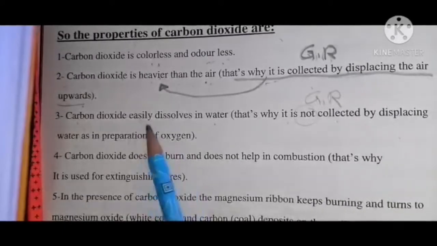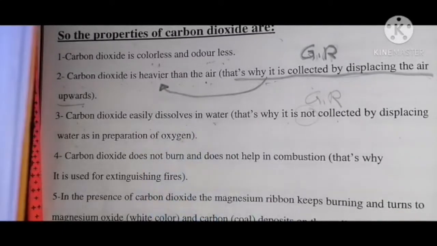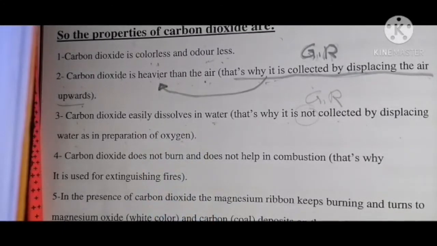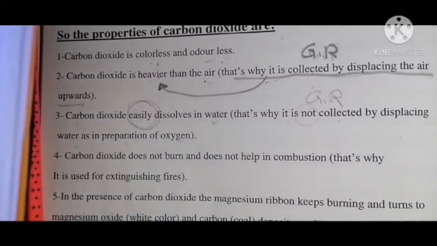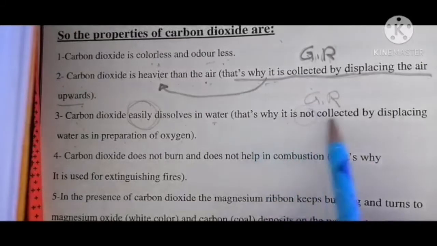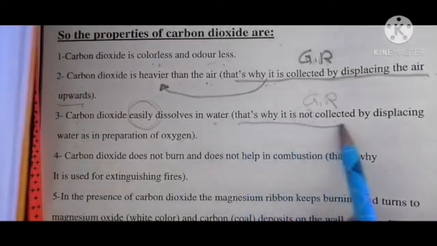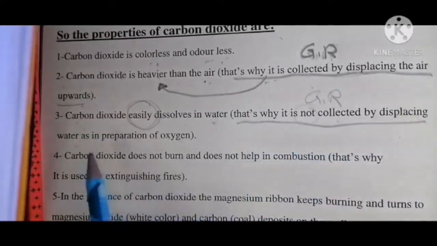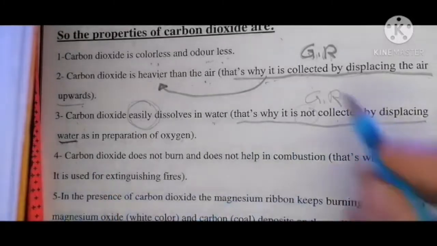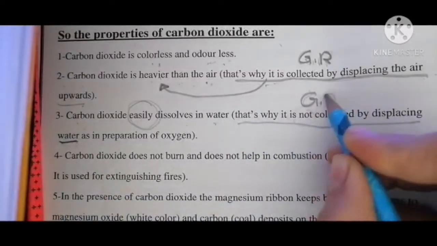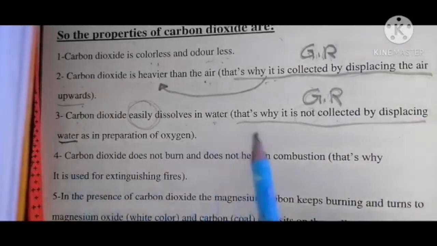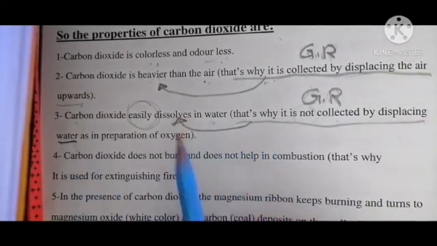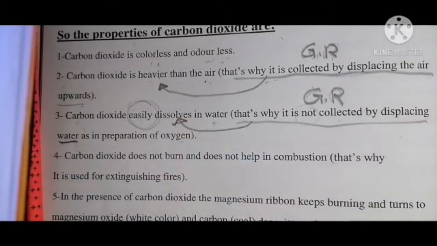Next, carbon dioxide easily dissolves in the water. We said that the oxygen hardly dissolves in the water. Carbon dioxide is the opposite. It is easily dissolved in the water. That's why I cannot collect it by displacing the water, just as the oxygen. Okay? So this is another give reason. Carbon dioxide is not collected by displacing the water. The answer is going to be at the beginning because carbon dioxide easily dissolves in the water.